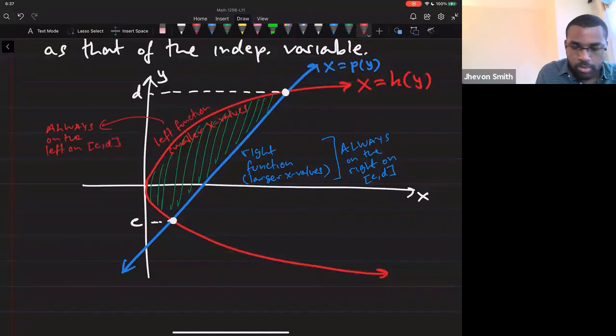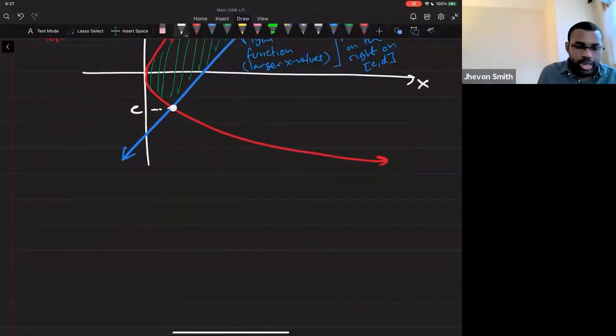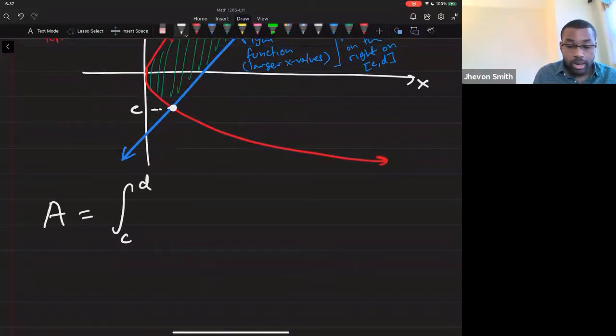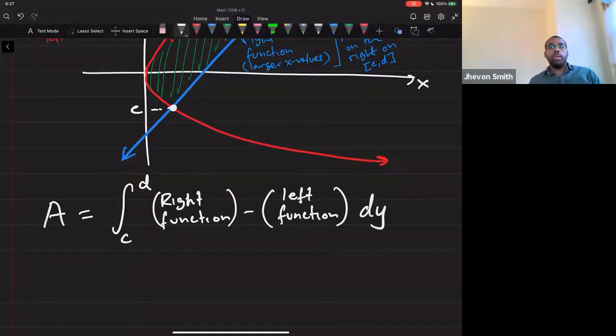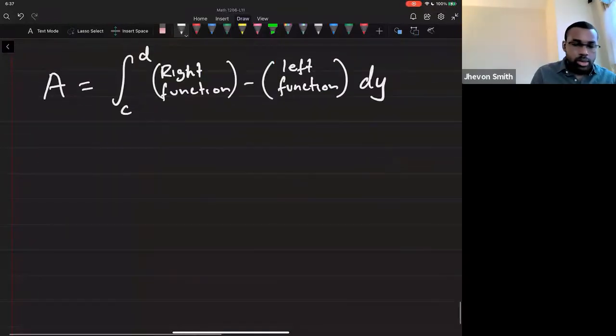On CD, it turns out I can think of the area as the integral from C to D of, instead of top and bottom, right and left. And you do right function minus the left function. And this time you do it dy. So you'd solve for all curves in terms of y, and you would do it that way. I don't know if I can give you an example off the top of my head.